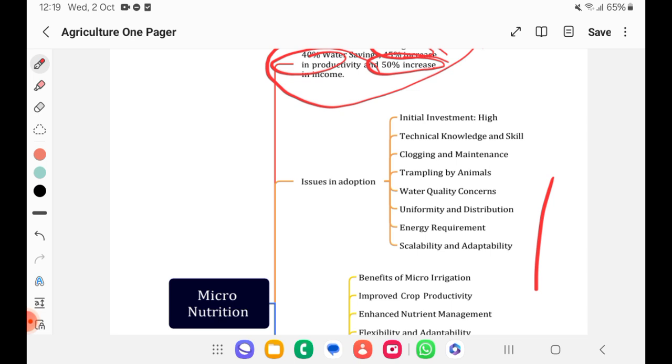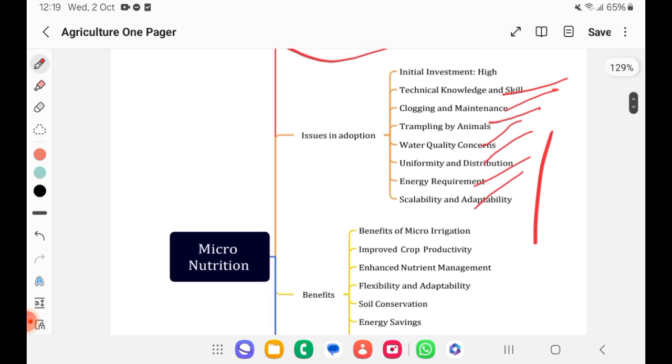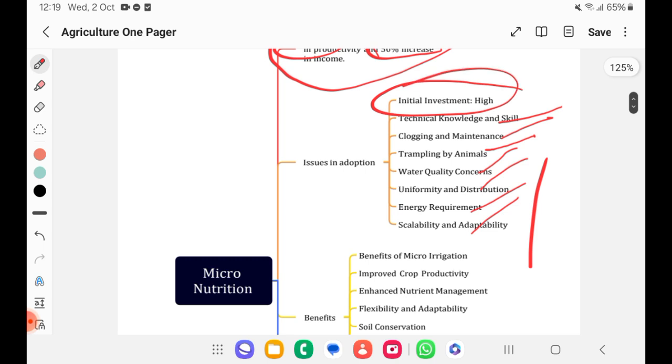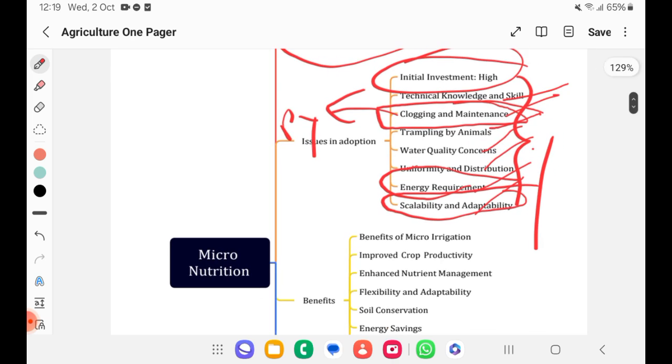Issues in adoption: initial investment, technological knowledge, clogging and maintenance, trampling by animals, water quality concern, uniformity and distribution, energy requirement, scalability and adaptability. Easily you can remember the investment issue anyway. Clogging is a problem in micro irrigation, and maintenance. This was one of the PYQs in prelims. Then you can say energy requirement, adaptability and scalability. If you can remember these 4 points, it will be good. Also, as an awareness point you can write skill and knowledge.